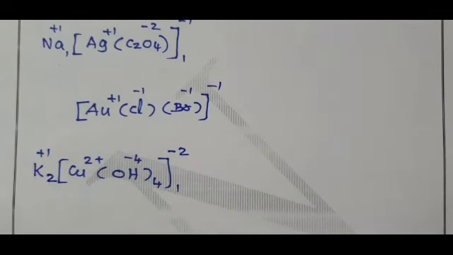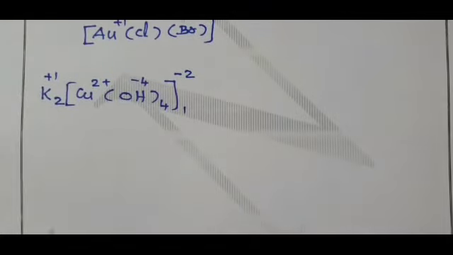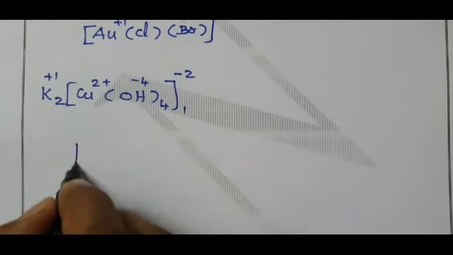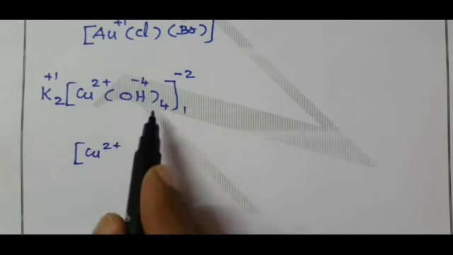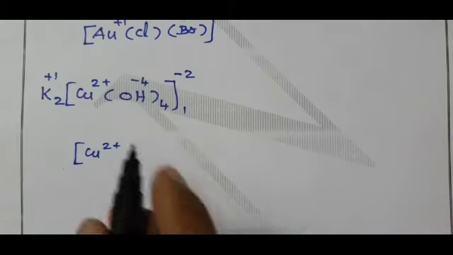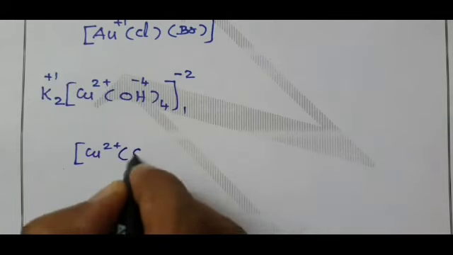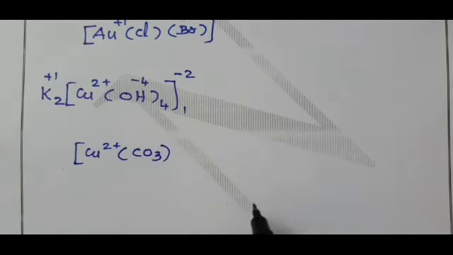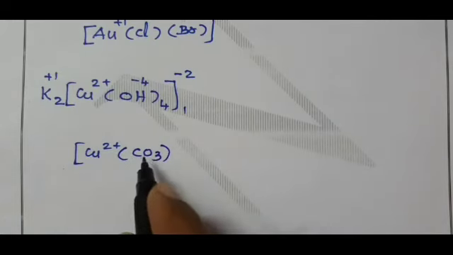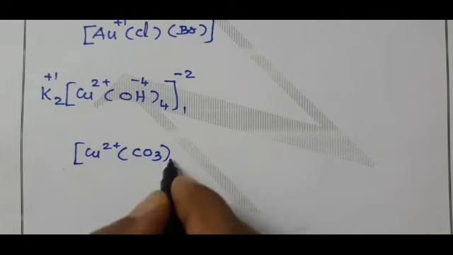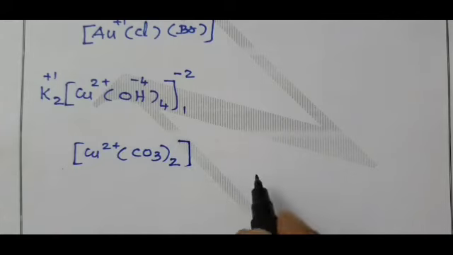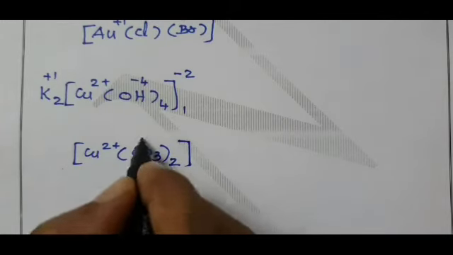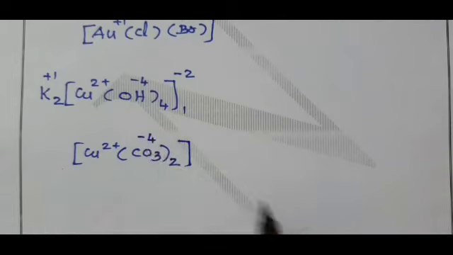K2[Cu(OH)4]. Come to another complex. Same copper 2+, copper 2+. Instead of writing all the monodentate ligands, now we can use one bidentate ligand. CO3, carbonato, is a bidentate ligand. One ligand forms 2 bonds with the copper. Therefore, 2 ligands form 4 bonds with the copper. 1 carbonato 2 minus, 2 carbonato 4 minus.